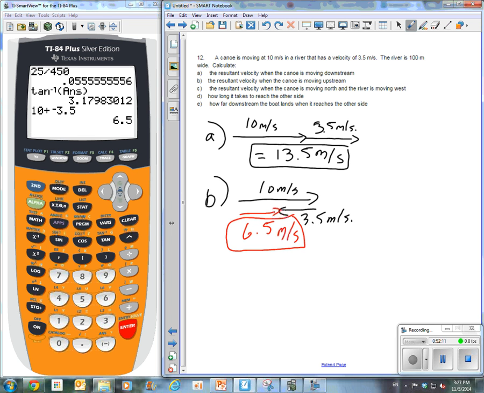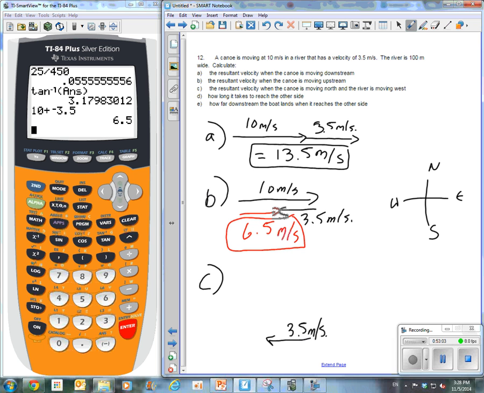Now C, we need to whip out our coordinates here. Because in this case now, the canoe is moving north and the river is moving west. So, I don't like this question because of the way that it is worded. We are going to say the river is moving west. Okay, the river is moving west at 3.5 meters per second.